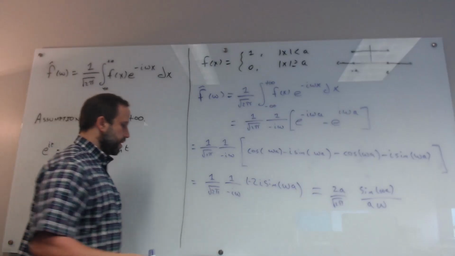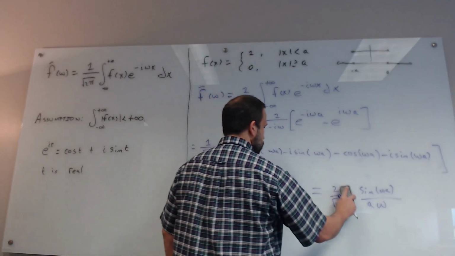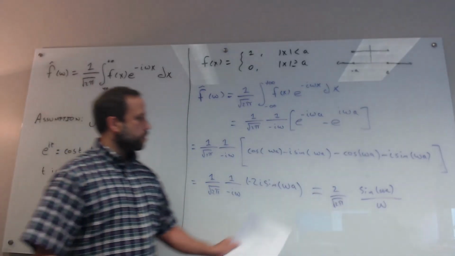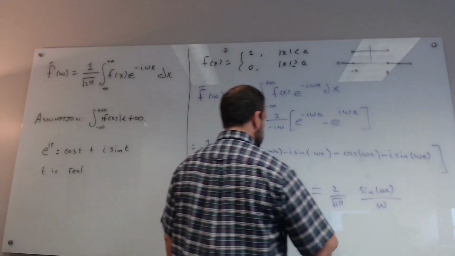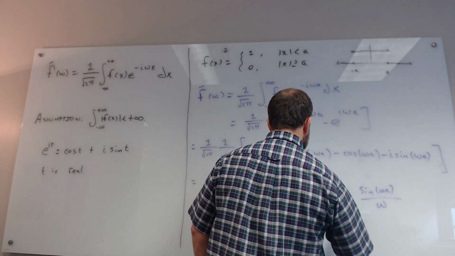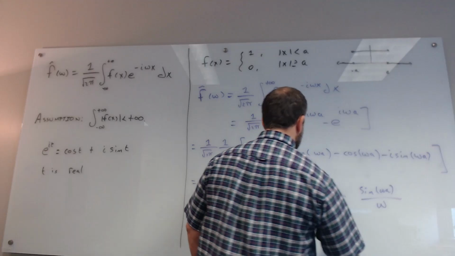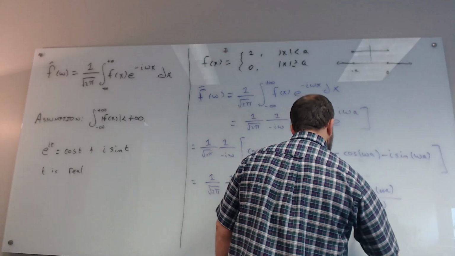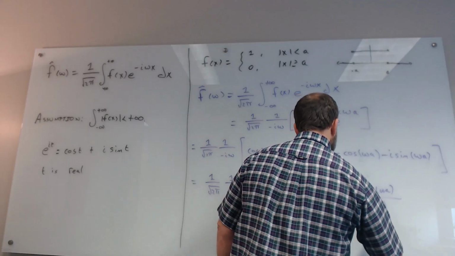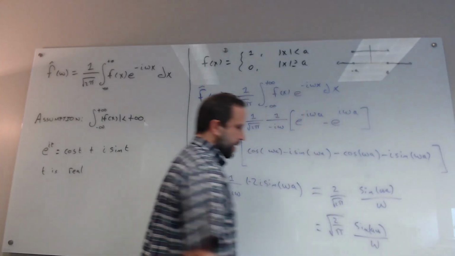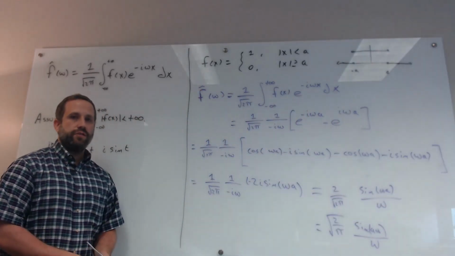So what we've shown then, let me just put it back to how it is to make it a little more clear. And then, of course, 2 over the square root of 2 here. If we wanted to, we could write this as the square root of 2 over pi, because 2 over the square root of 2 is the square root of 2, times sine of a omega over omega. Of course, there are different algebra things we can do to write this.